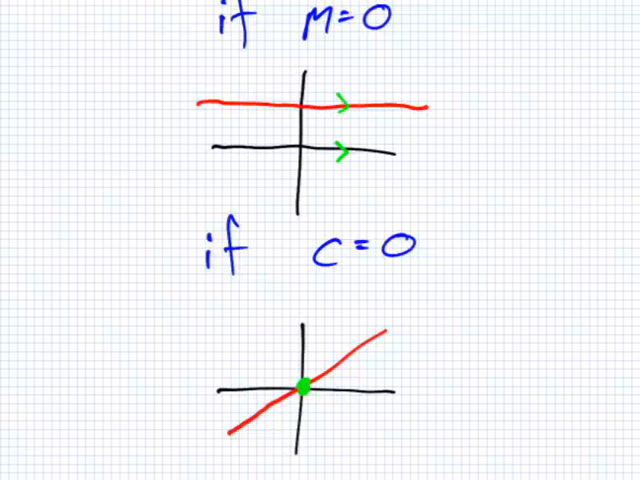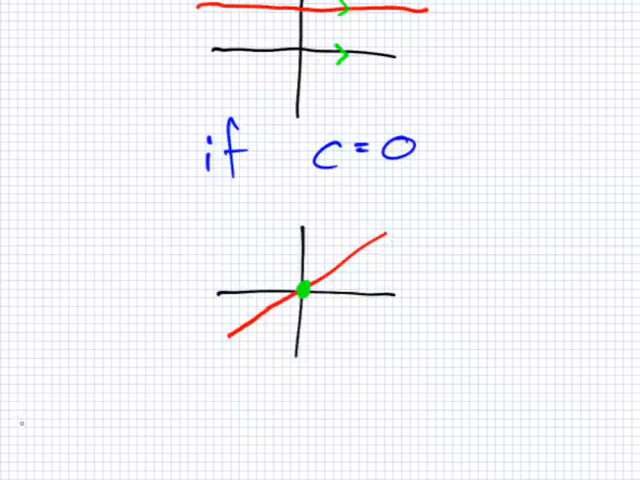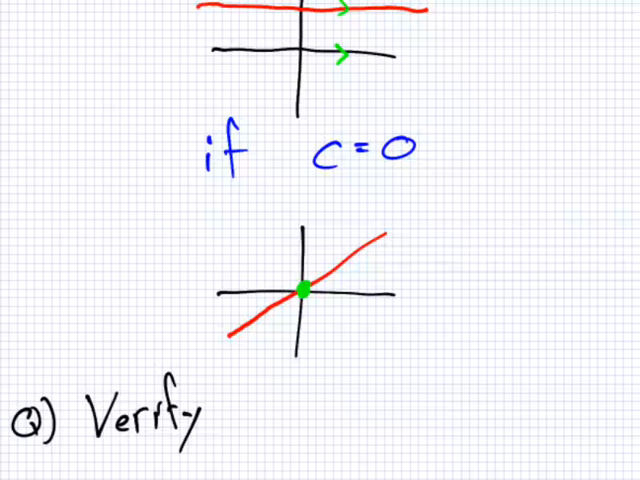Does anybody know the name of the m? The gradient, yeah. And the c? Y-intercept, yeah. So the m is called the gradient, and the c is called the Y-intercept.